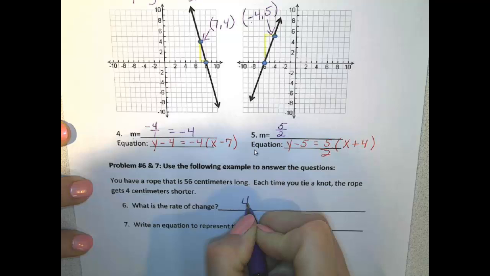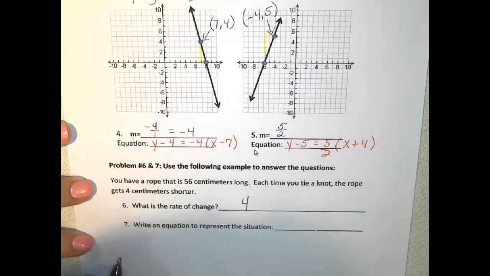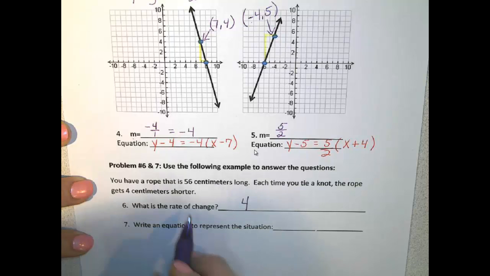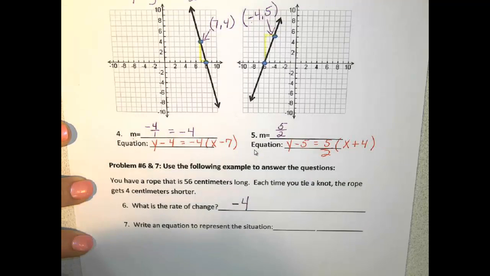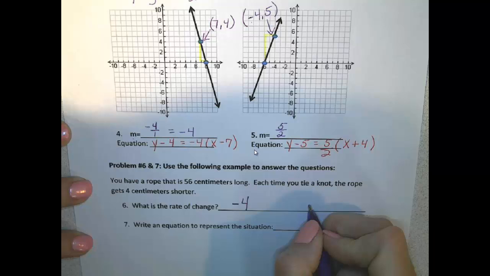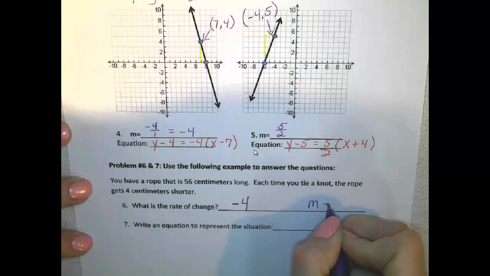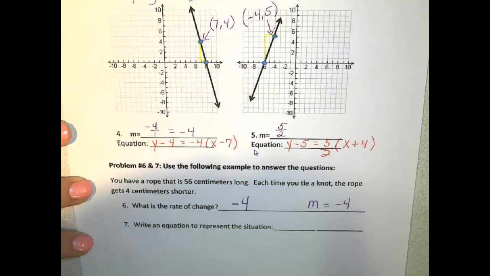But you have to think carefully about this. Is the rope getting longer or shorter? And since it's getting shorter, the rate of change is really -4. Remember that rate of change is just another expression for slope. So in this case, slope is -4.